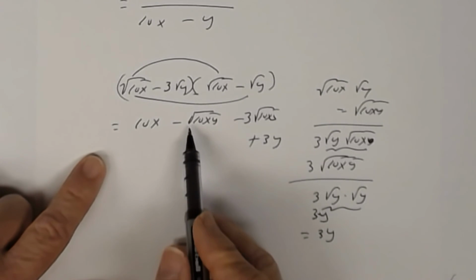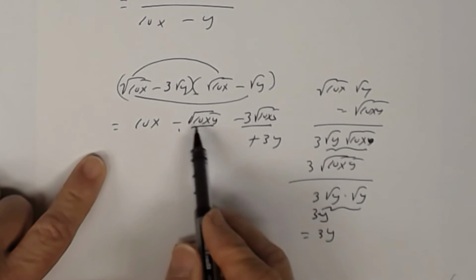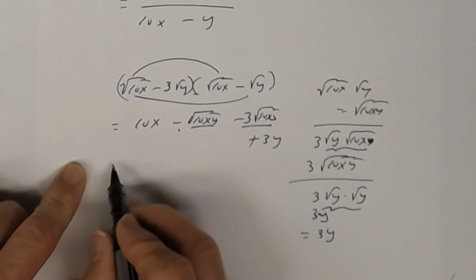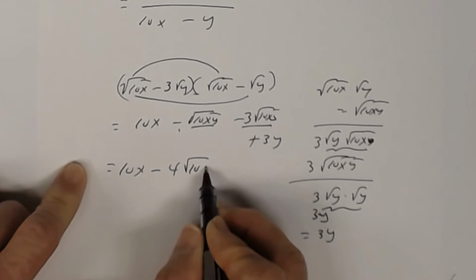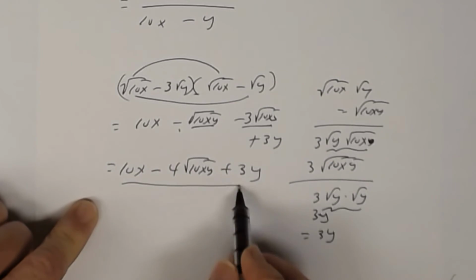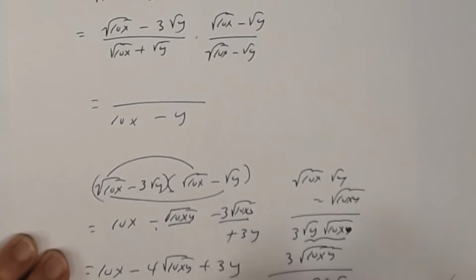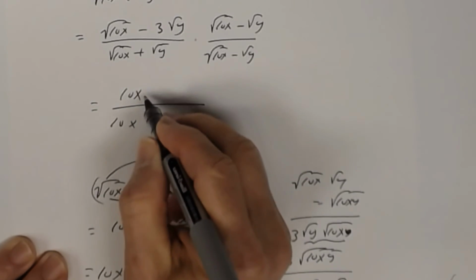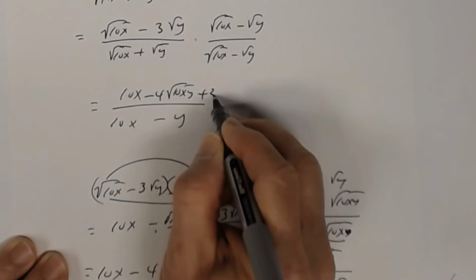Now I want you to notice, these are like terms. So you have a negative 1 and a negative 3. So that becomes 10x minus 4 square root of 10xy plus 3y. And that's all you can do. Those three terms are not like terms. So that's going to be your numerator, and that's your answer. 10x minus 4 square root of 10xy plus 3y.